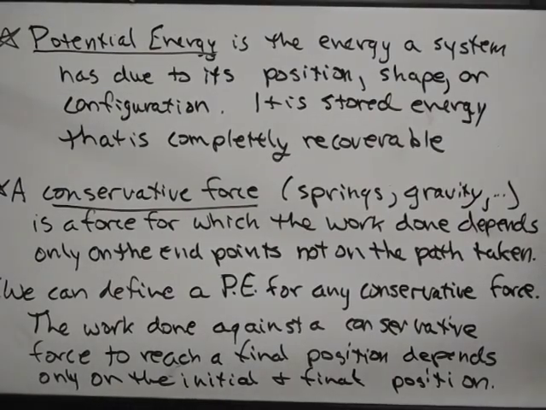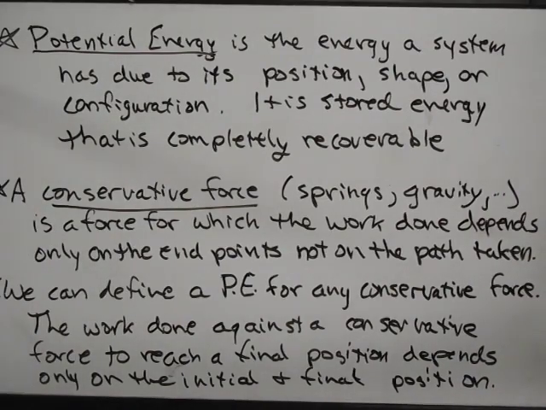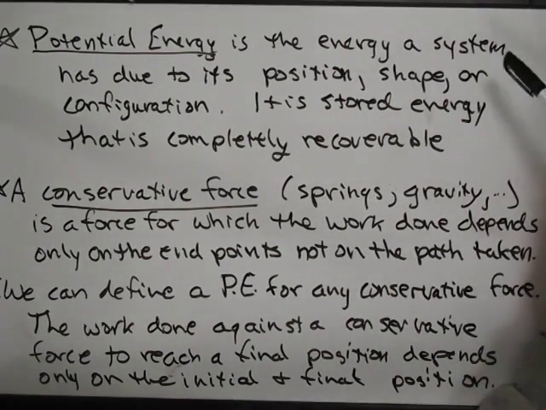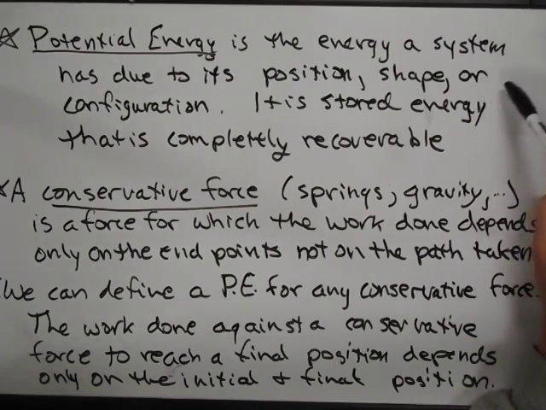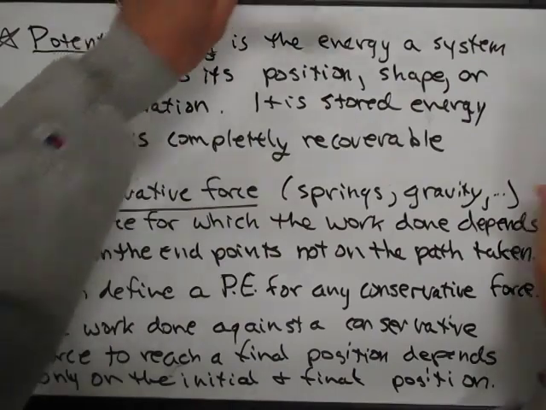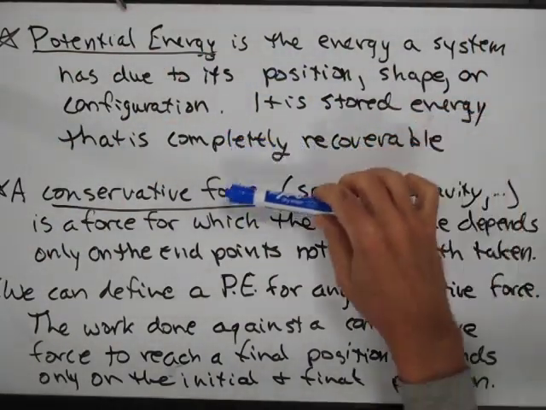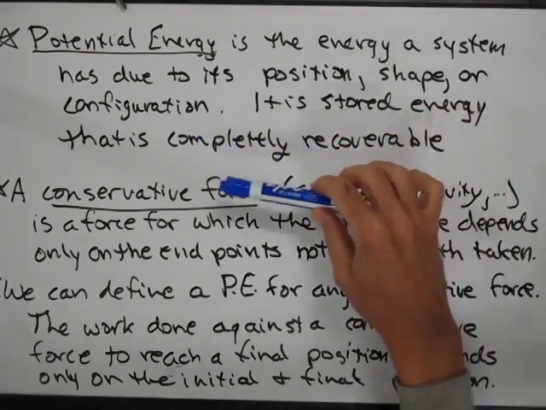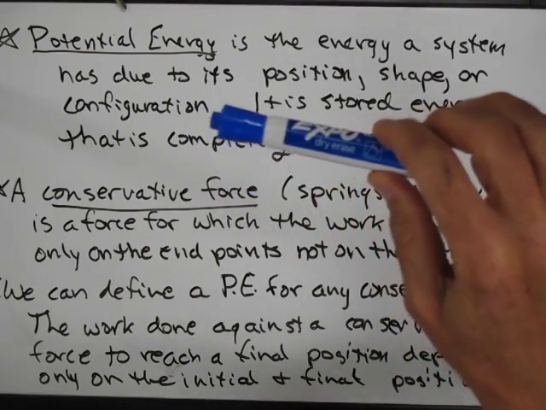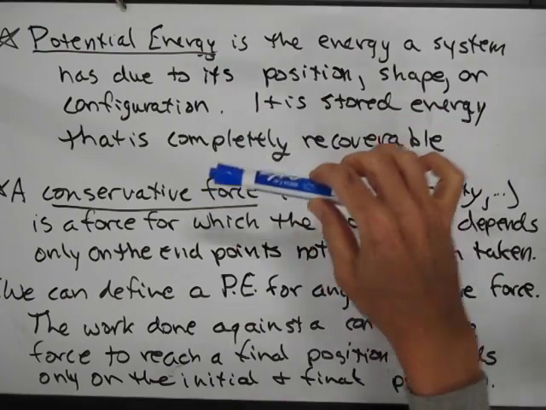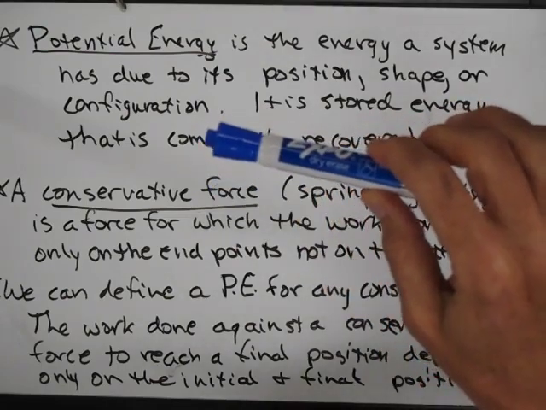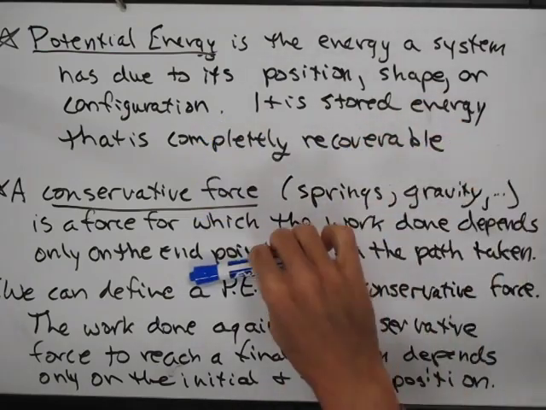So we've talked a little bit about potential energy for gravity, and so let me make a few statements about potential energies and where they come from. A potential energy is the energy a system has due to its position, shape, or configuration. So, if I raise an object in a gravitational field, I'm increasing its potential energy. What I'm really doing is causing gravity to do negative work, and anytime I cause it to do negative work, I can always get it back in positive work by just dropping the object.